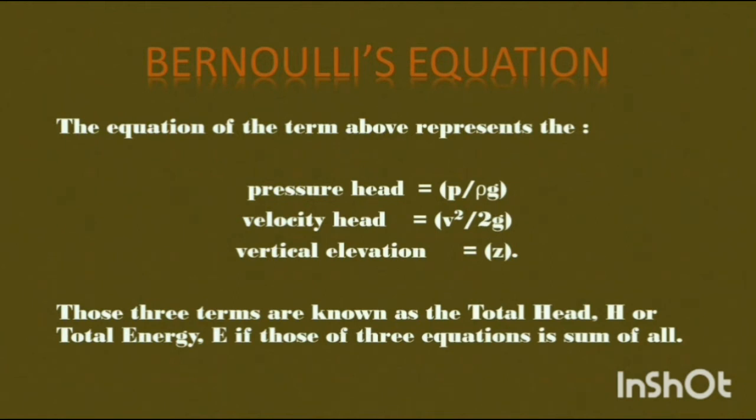Next is the velocity head, equal to velocity squared over 2g. And the third is the elevation head, the vertical elevation of the center of the cross section with respect to the datum, z equal to 0. Those three terms sum up to the total head, H, or total energy.